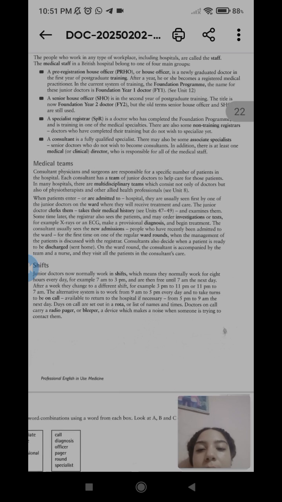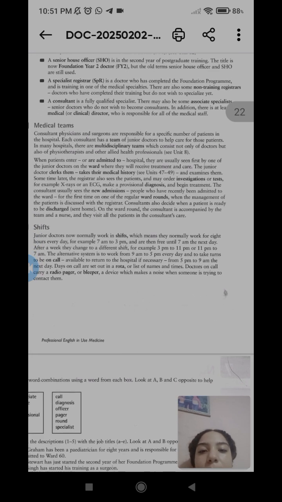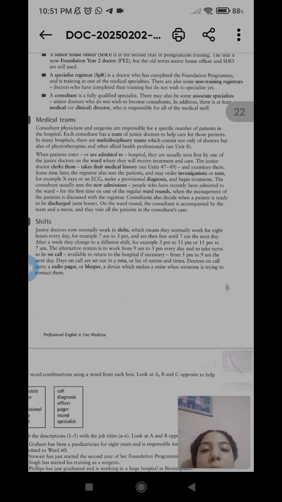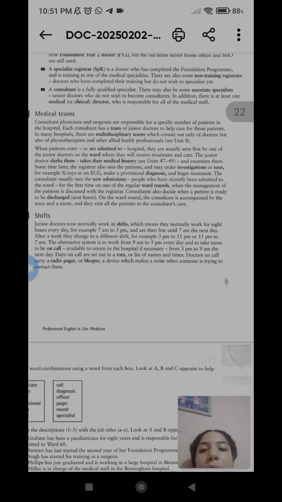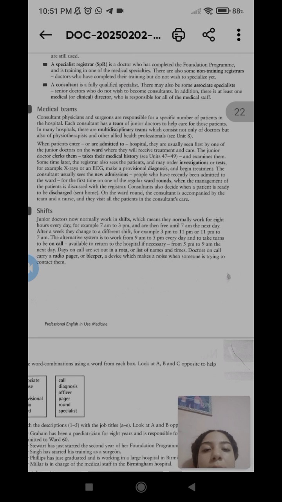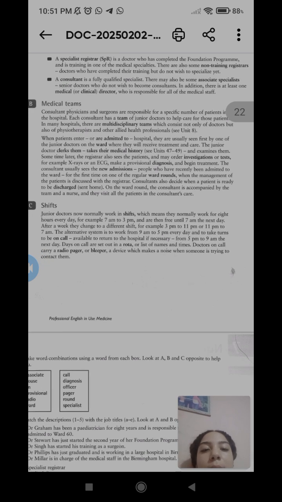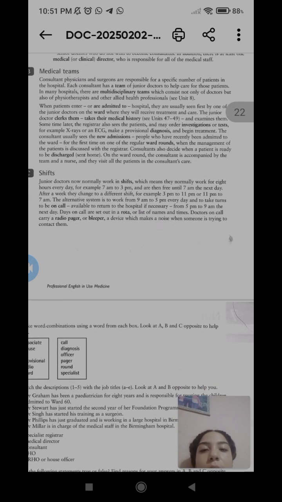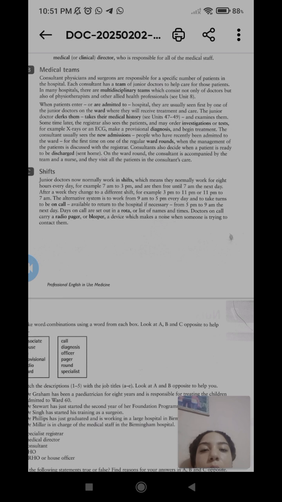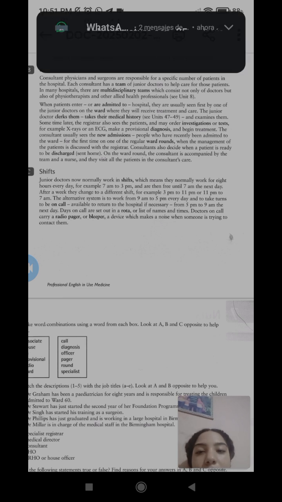A consultant is a fully qualified specialist. There may also be some associate specialists, senior doctors who do not wish to become consultants. In addition, there is a medical or clinical director who is responsible for all of the medical staff. Medical team.